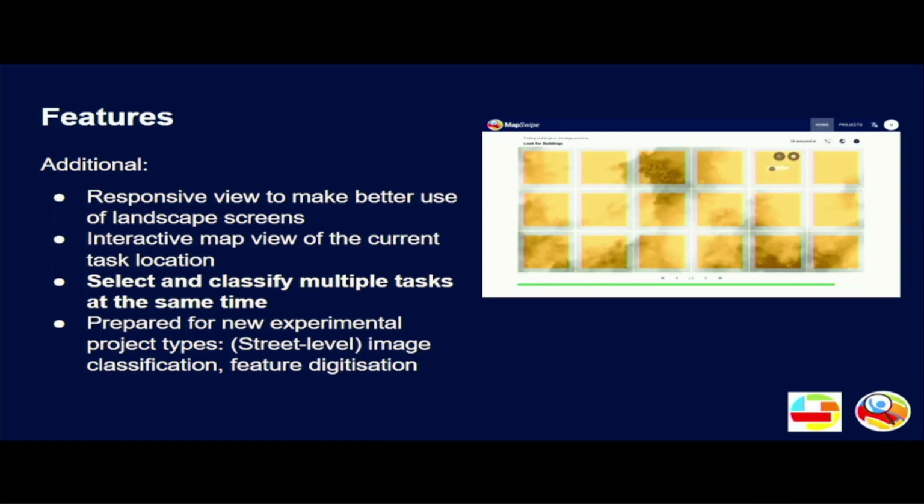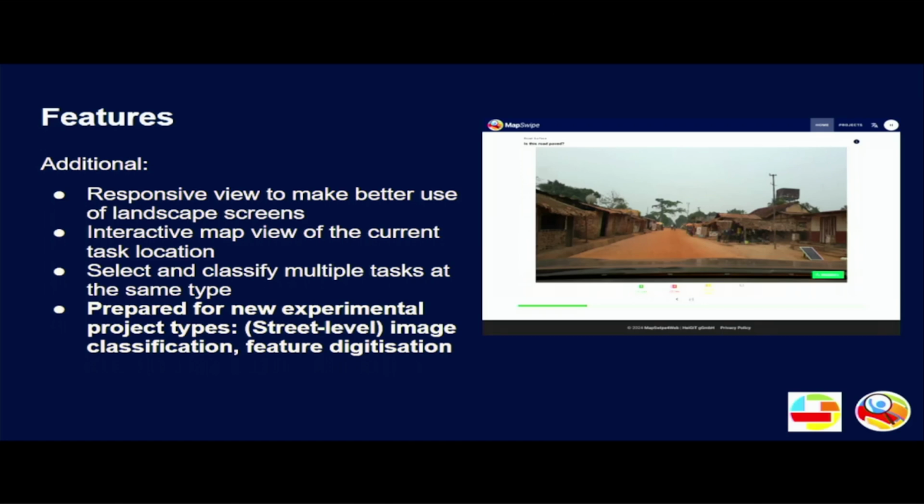Then there are also some additional features that are in an experimental stage, for example, using Switch view imagery classification to do feature digitization. So that's also something that's being incorporated.